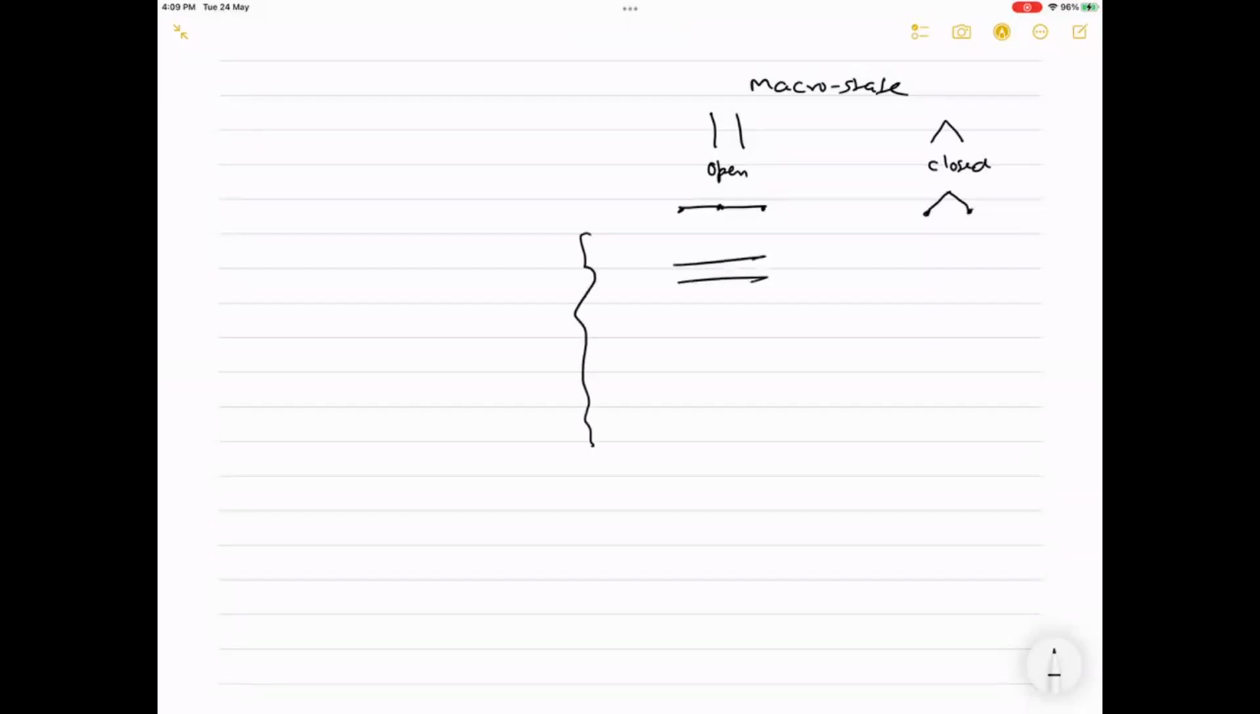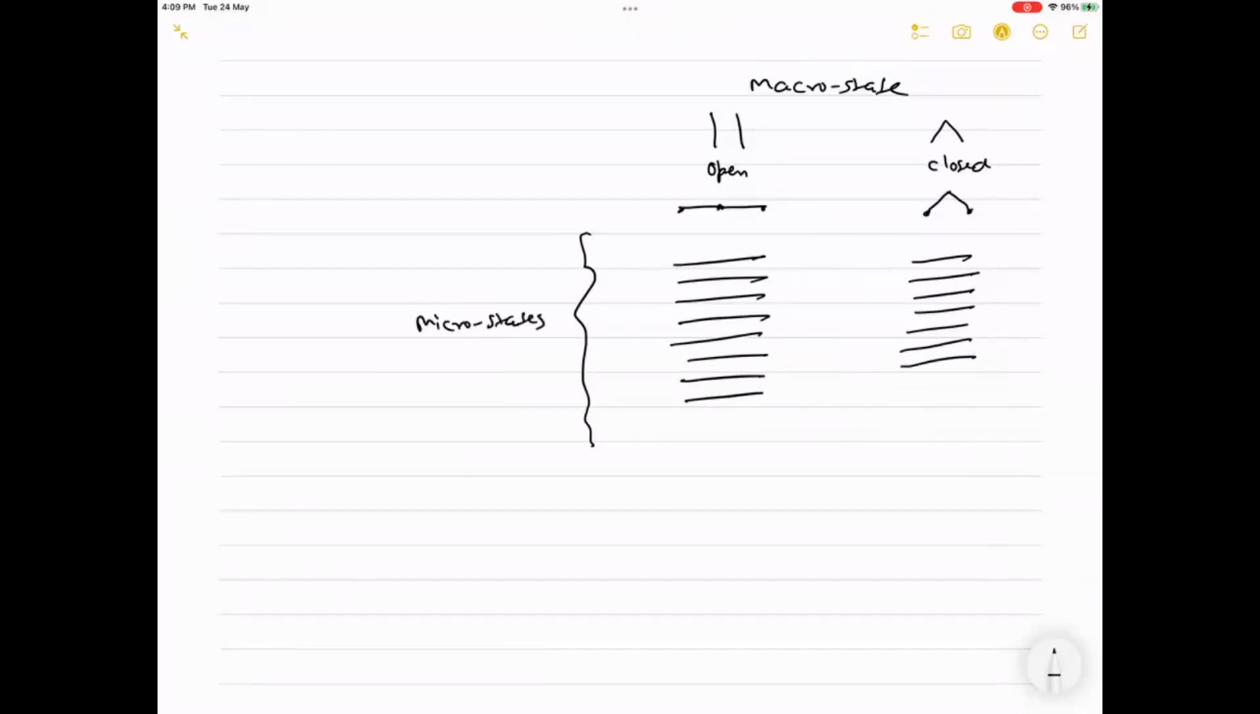So now suppose I have a system. Now we understand the meaning of a macro state. It can be an open state and a closed state, or it can be, let's say, a straight state or a bent state. And we know that each of them can consist of many possible microstates. For example, the open one can consist of a large number of possible microstates. Similarly, the closed one or the bent one can also consist of many possible microstates.